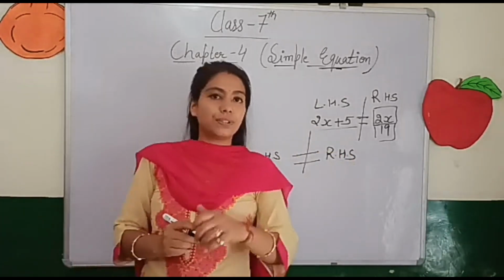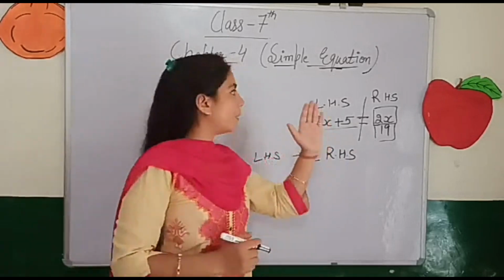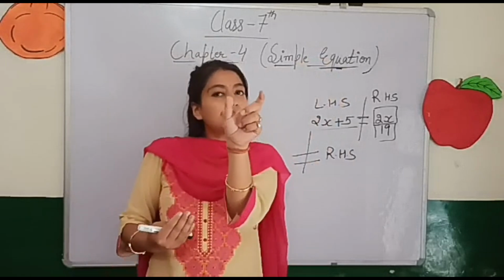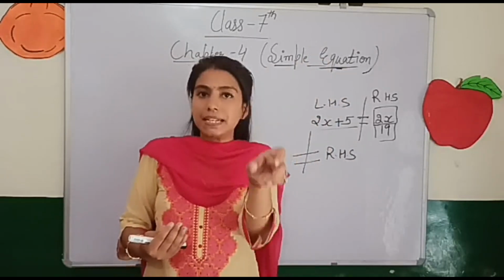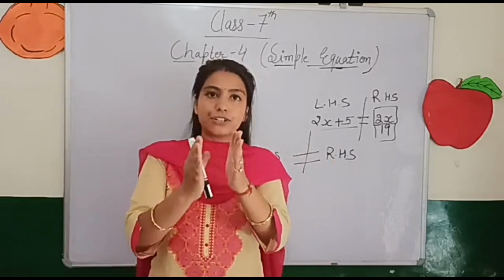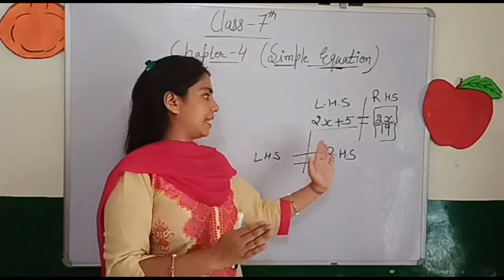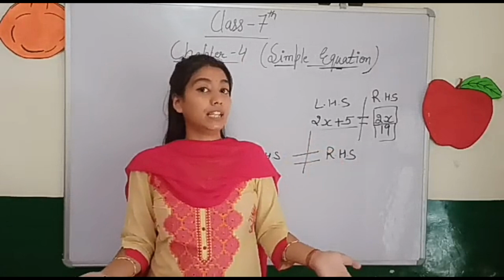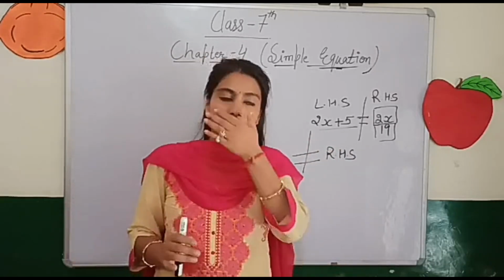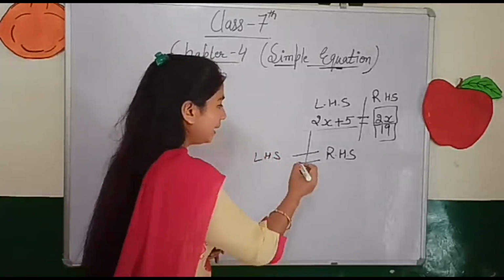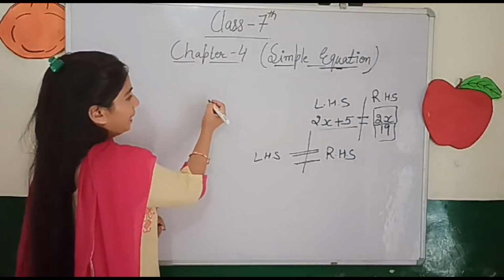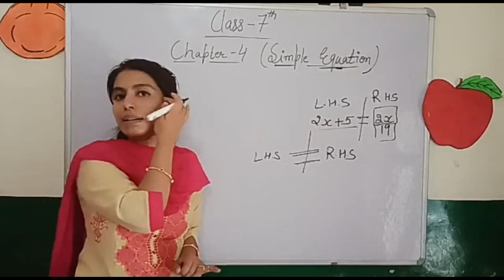Fine students, so this is a very short introduction about an equation. What is an equation? The is equals to term. Whenever is equals to is present in an expression, that is called an equation, and it should be in two parts, left hand side and right hand side, and both should be equal. Otherwise it is not called an equation. And the second thing, when could it be equal?